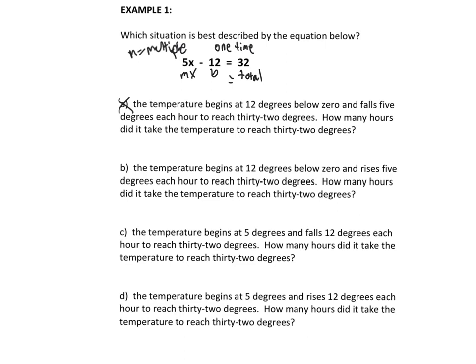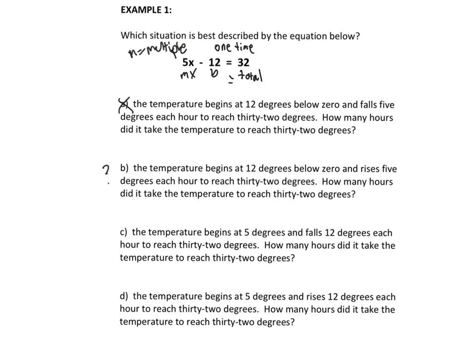Now let's look at B. B says the temperature begins at 12 degrees below zero. So again, the negative 12 is our one time or our starting. So far we're good. And it rises 5 degrees each hour to 32 degrees. So each hour means we're rising 5 degrees every hour. So that's our multiple. It happens multiple times. So 5x, perfect. And it says how many hours did it take the temperature to reach 32 degrees? And that is our total. So far I'm really liking B. So I'm going to put a little question mark, thinking that could be our answer.